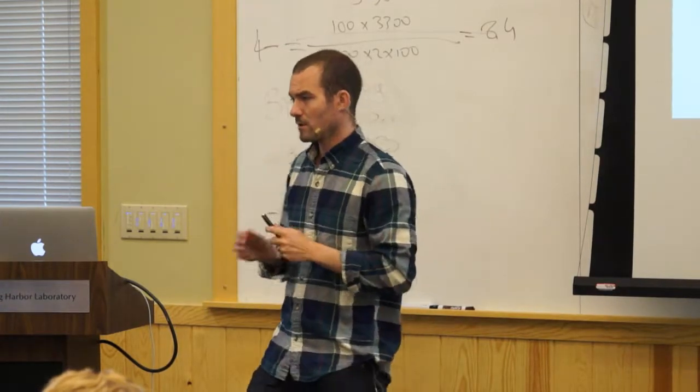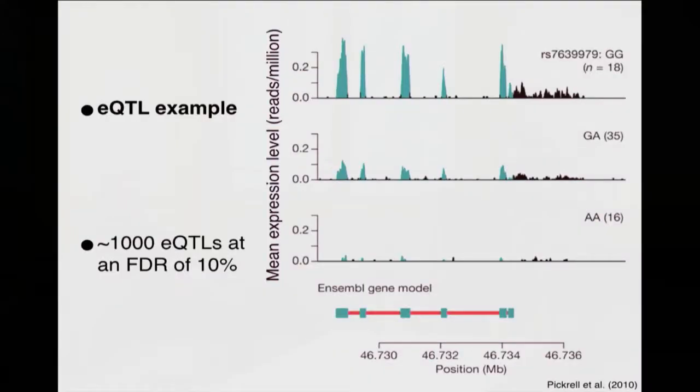So what are we looking for? We're looking for something that looks like this. On the x-axis is position along the genome, in megabases along the chromosome. On the y-axis is the expression level in reads per million, and I've split these panels out according to genotype. In blue are reads that cover annotated exons, and in black is the read depth outside of annotated exons on this gene, which goes in this direction, the reverse strand.